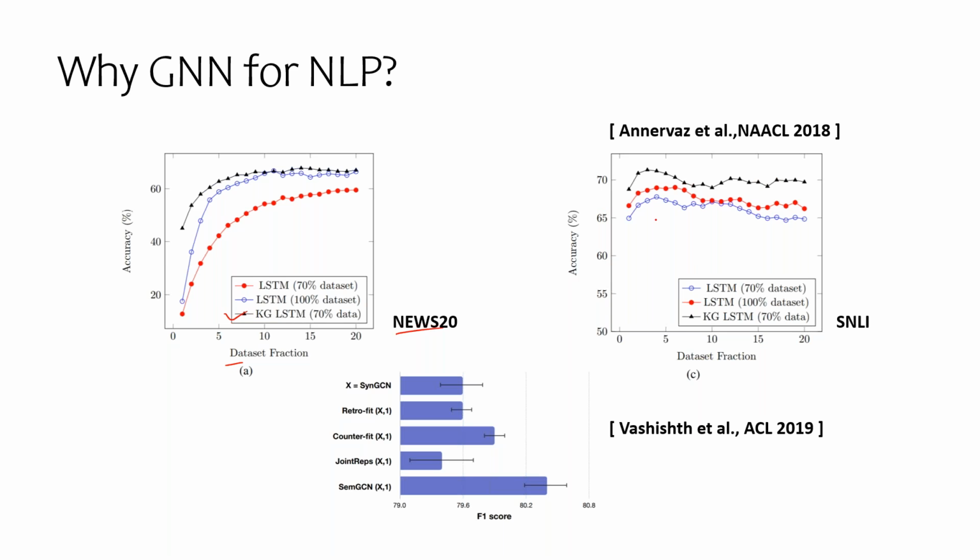Another thing is from this paper, where they have a comparison of knowledge graph LSTM and LSTM, with accuracy and data fraction on the SNLI data set. They are almost on a similar segment, but still the knowledge graph LSTM performs better here, right? So that's kind of helpful.